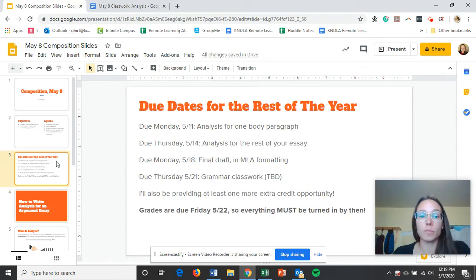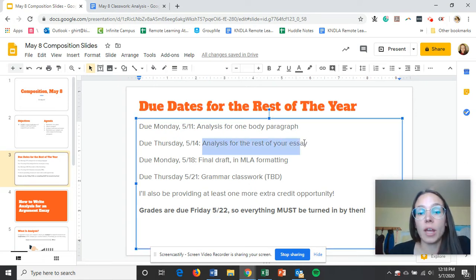So a reminder on some due dates. Due this Monday, analysis for just one body paragraph. You don't need to do all of your analysis over this weekend. You can if you want to get ahead. Analysis for the rest of your essay is going to be due Thursday the 14th. So if you want to get ahead on that before the rest of the work from the week hits, that would be great. And then Monday the 18th, your final draft is due, all formatted and everything.